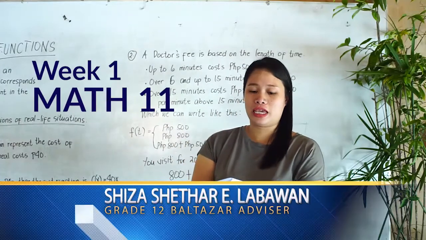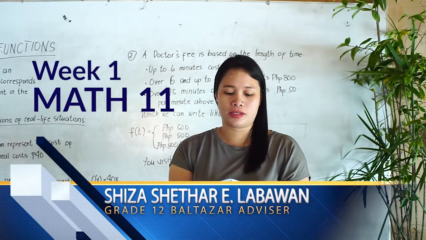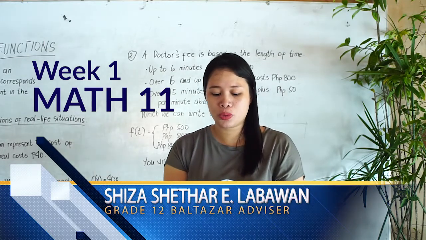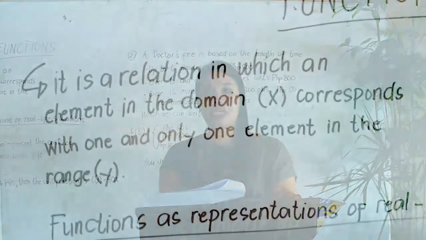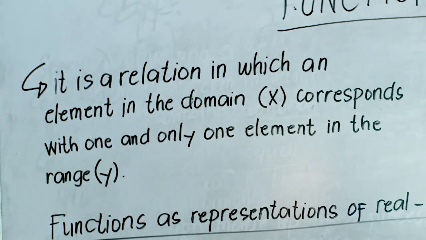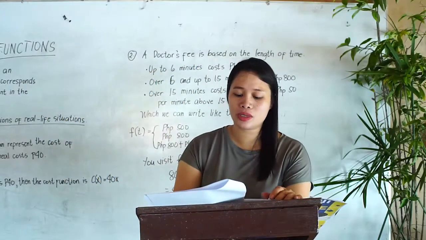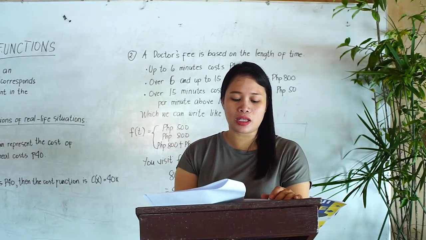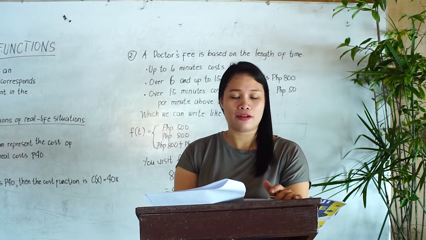Our topic for today is about functions. So, a function is a relation where each element in the domain is related to only one value in the range by some rule. So, a function is a set of ordered pairs x and y such that no two ordered pairs have the same x value but different y values.